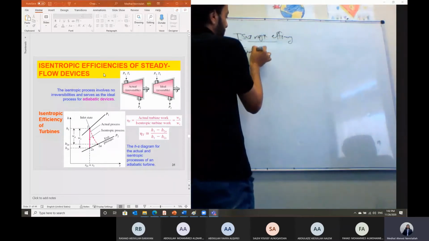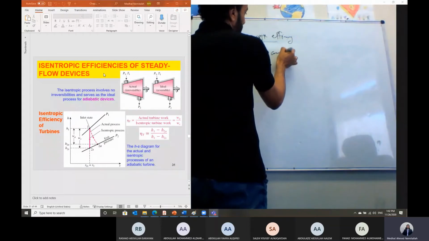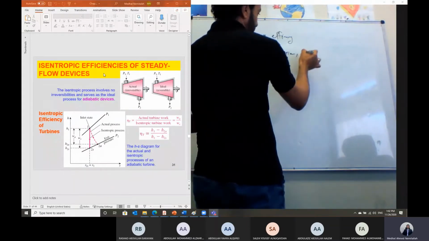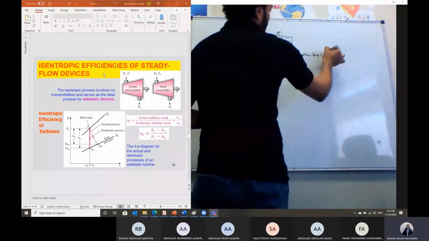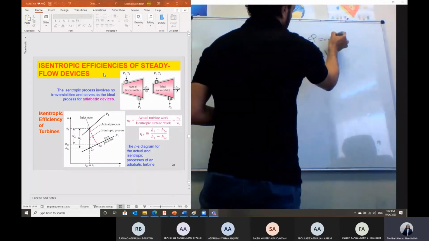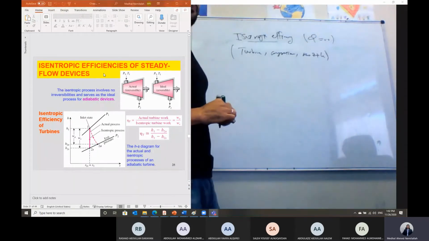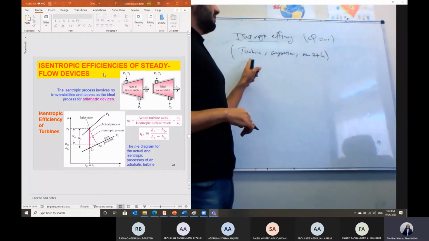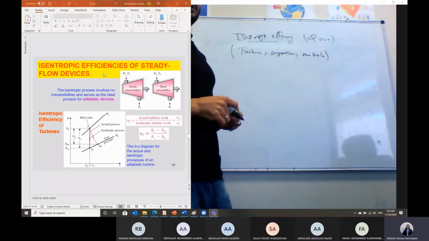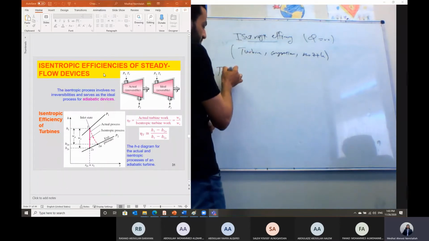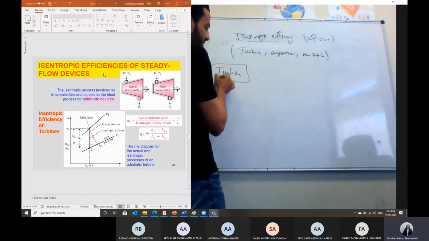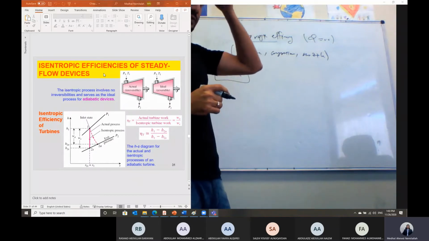We said we have turbine, and also this parameter is applied to the case of compressor. All steady flow adiabatic systems. So the systems are adiabatic. Okay. So if we have a turbine, compressor, and nozzle, how can we evaluate the isentropic efficiency of this system? But let's start first of all with the turbine.